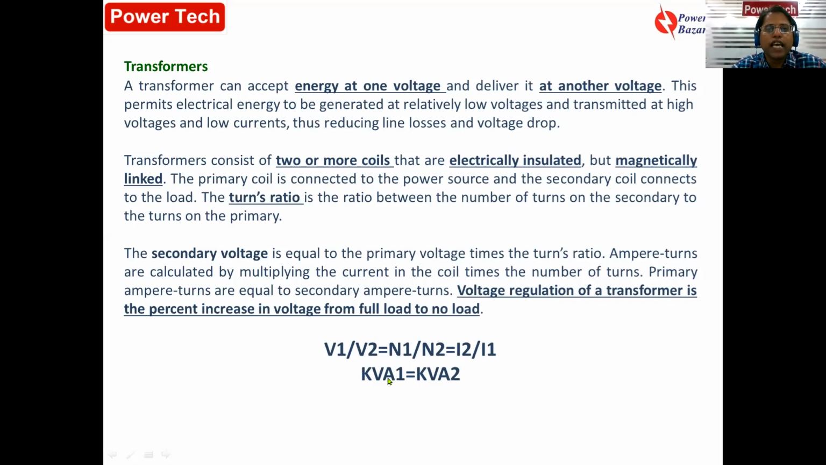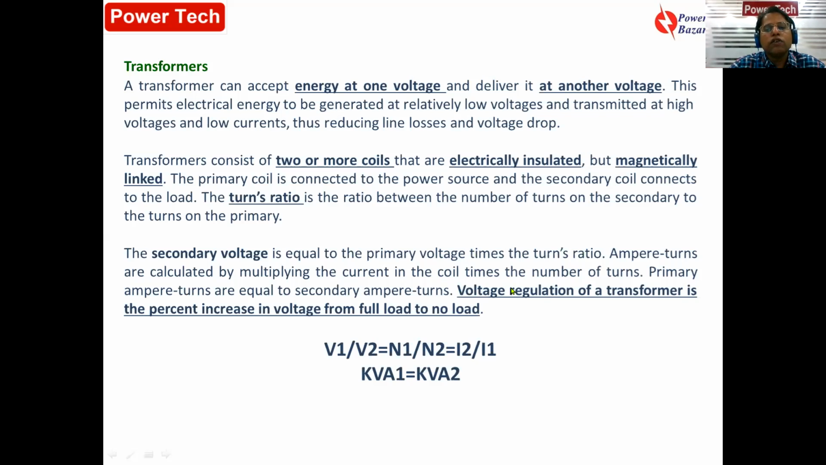But in both cases, the kVA, kilovolt ampere, on the primary side is equal to that on the secondary side. So two things do not change in a transformer. What are those? One is kVA and the second is frequency. Frequency remains the same on both sides because the magnetic flux is linked with alternating current, therefore it links both windings, so frequency remains the same. So secondary voltage is equal to primary voltage times the turns ratio. This is what we discussed.